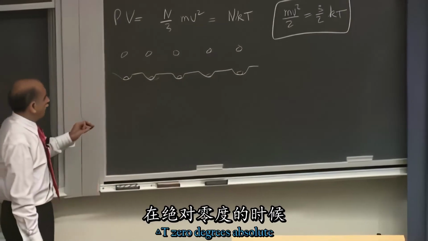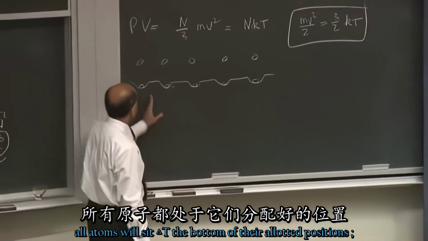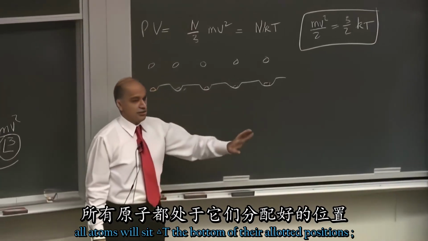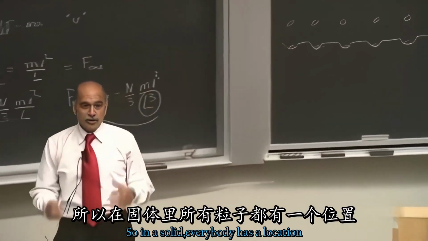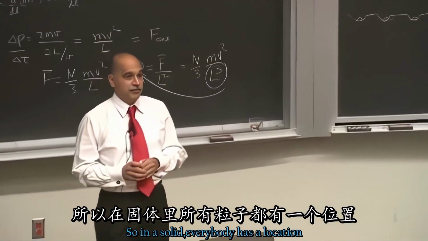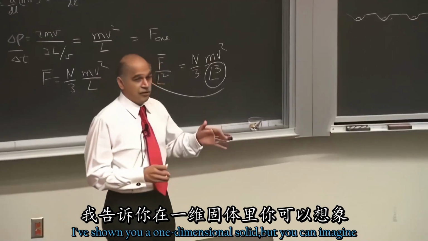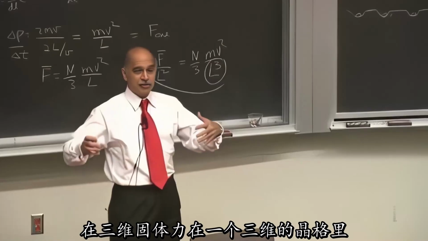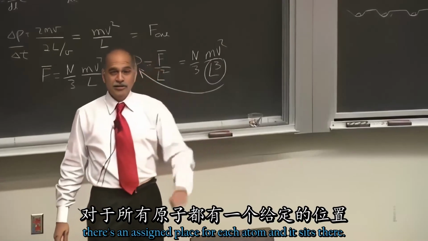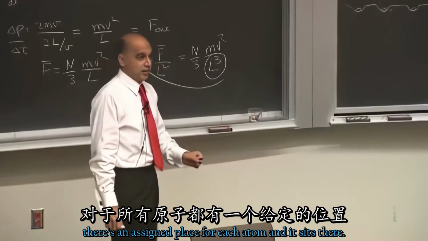At 0 degrees absolute, all atoms will sit at the bottom of their allotted positions. That will be a solid at 0 temperature. So in a solid, everybody has a location. I've shown you a one-dimensional solid, but you can imagine a three-dimensional solid where, in a lattice of three-dimensional points, there's an assigned place for each atom, and it sits there.